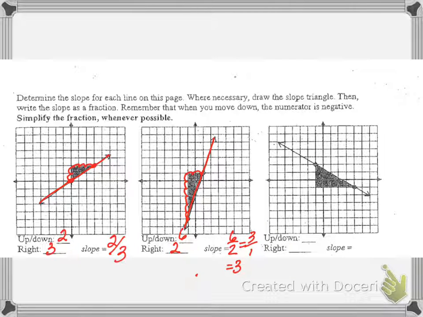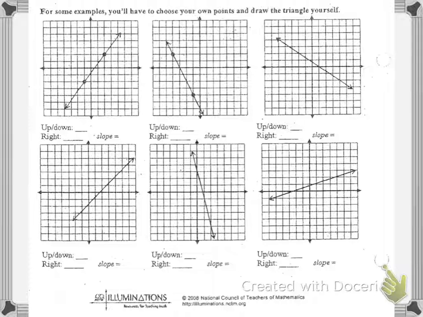This last one with a slope triangle here looks a little different because we can see that it's a downward slope. It's going downhill. So I can see that I'm going down 1, 2, 3, and we're going over to the right 1, 2, 3, 4, 5. Well, going to the right is positive, but going down is a negative. So we have -3/5. So our slope is -3/5. And that's as far as it can go, right? There's no more simplification.